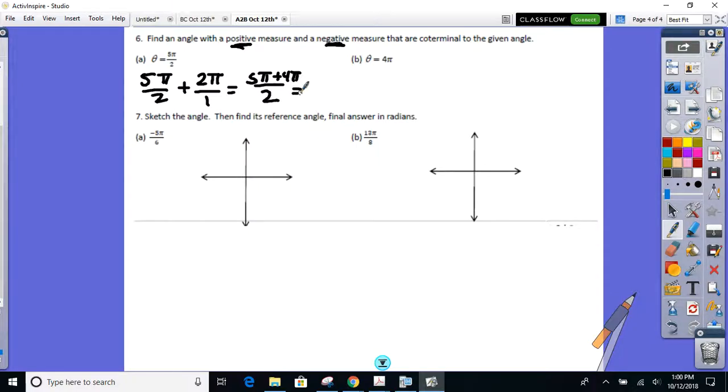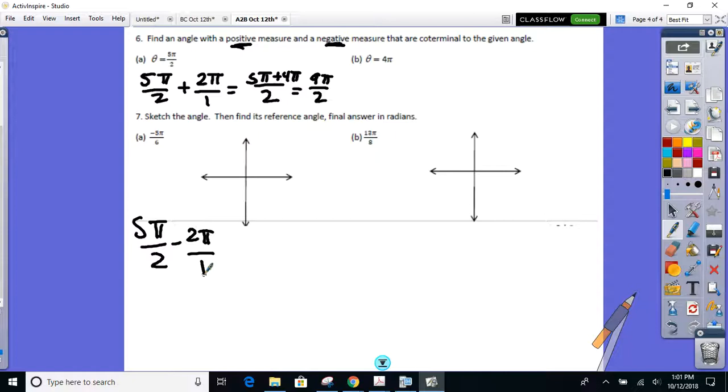So what's another angle that's coterminal? 9 pi over 2. But the direction said not only do I need a positive, but I also need a negative. So what else could I do here? I'm going to have to work down here. 5 pi over 2 minus 2 pi.